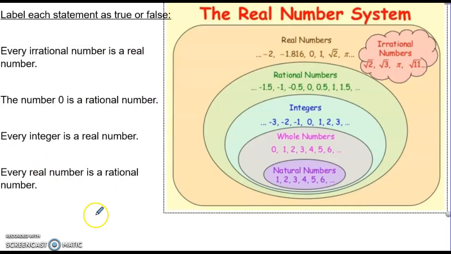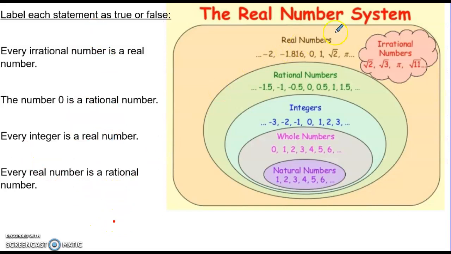All right, so let's look a little bit more into the real number system. And this is a really great graphic organizer, so I have this on most of our slides. Down here we have our natural numbers. Those are just like 1, 2, 3, 4, 5, 6, 7, 8, 9, 10. Whole numbers are the same thing. They just include 0. Integers, they include 0, the positive numbers, and the negative numbers.